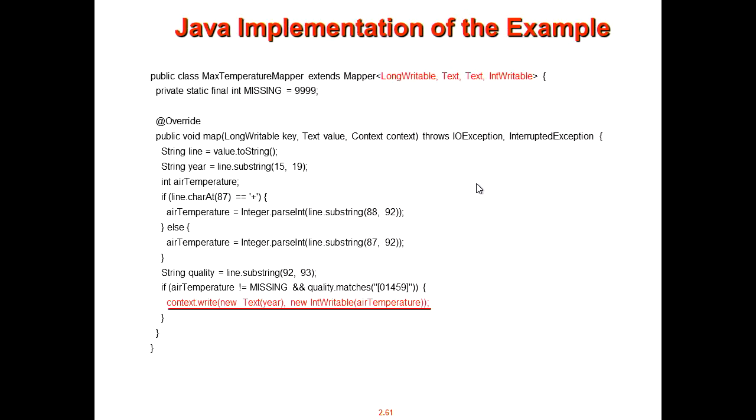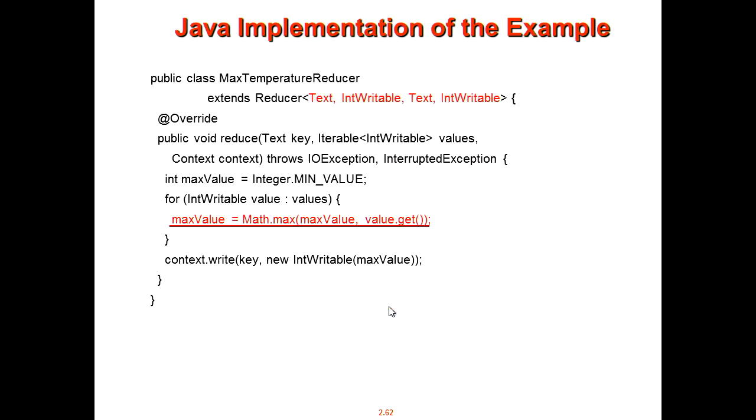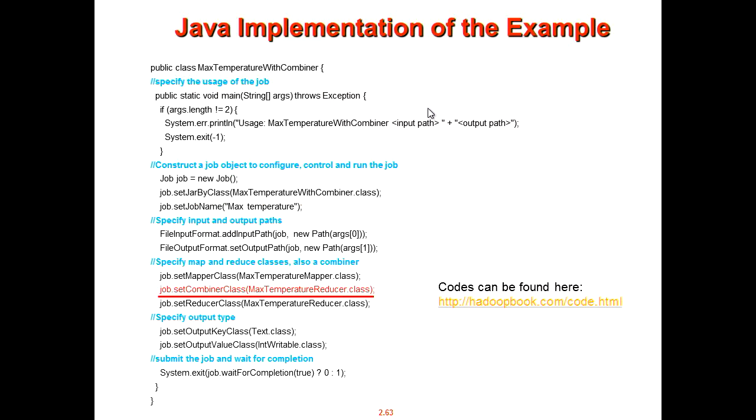The source code can be seen like this, but I only emphasize the important part. So this is the mapper. The mapper extends the Mapper class, and the most important line of the code is here. We get the year and the IntWritable for the temperature. And for the reducer, it does maximum value selection from the list of values, and that's it. We write the key and the maximum temperature out, and this is the main function, or the driver class. You can also find the code from this website. If you are interested, you can download the code and run it during the lab.